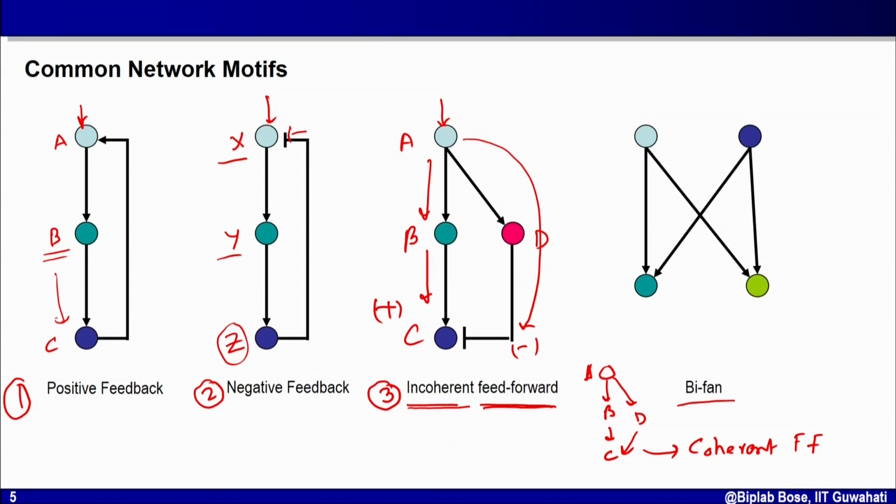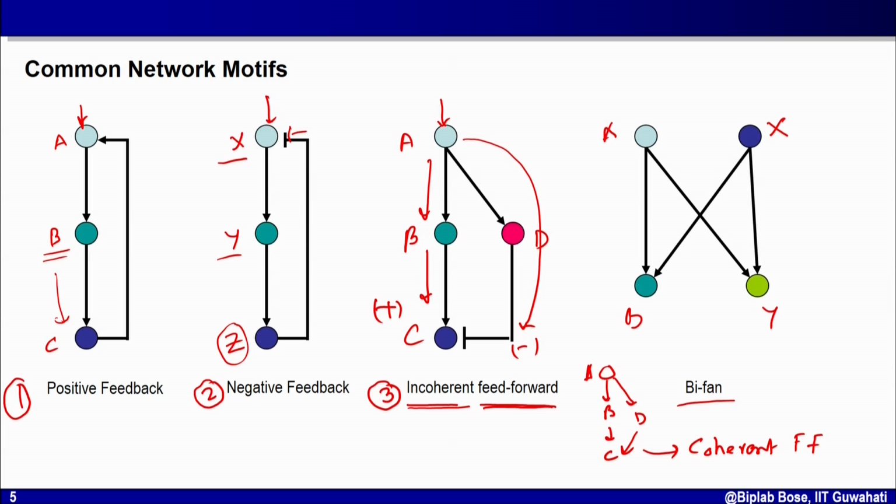Now look into another network motif, which is very commonly observed in transcriptional networks. Bifan. This is called bifan, as the shape is just like that. So suppose you have A, which is a transcription factor, maybe controlling expression of B and also Y. And you have another transcription factor X, which also controls expression of B and controls expression of Y.